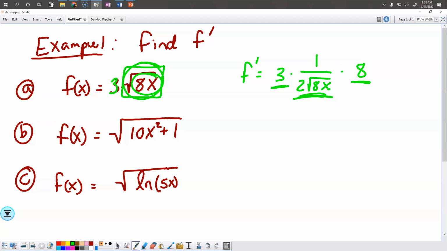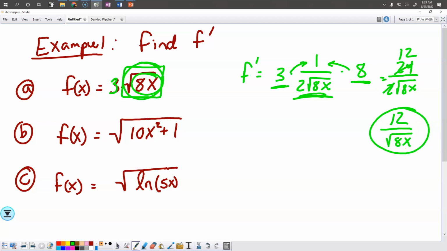And so, in the end, the 3 and the 8 both multiply to the top to make 24 over 2 square root of 8x. And of course, the 2 can go into 24 12 times. So a final answer would be 12 over square root of 8x. Okay? Now, technically, yes, you could rationalize this and get the square root out. I'm not too worried about that at this time. I just want to make sure that you guys know how to apply the shortcut. Let's do another one real quick here.